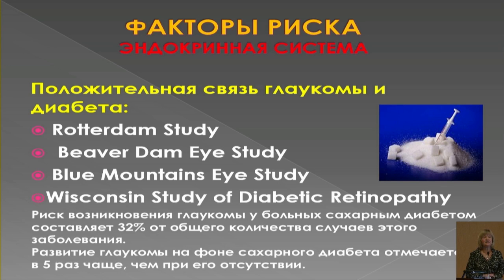Other risk factors are also related to the endocrine system. The link of glaucoma and diabetes has been studied by many scientific groups, and it has been proved that the risk of glaucoma in diabetic patients is more than 30%, as shown in particular studies like Rotterdam, Beaver Dam Eye, and Blue Mountains Eye Study.